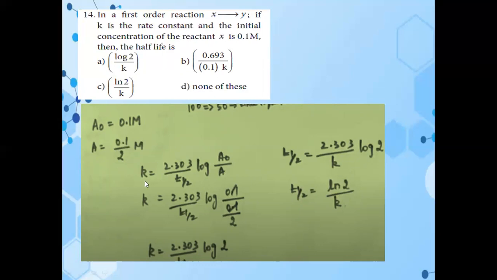For the first order reaction, we need to write K is equal to 2.303 divided by t half. The half-life is given, so we change the t into t half, log of A naught divided by A.